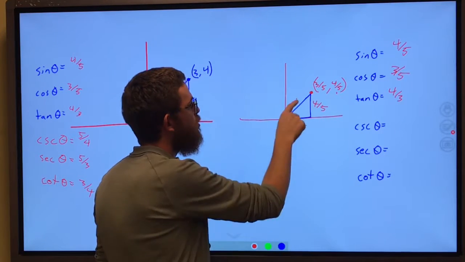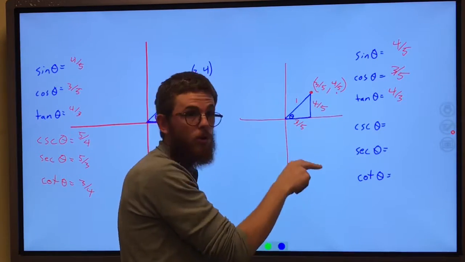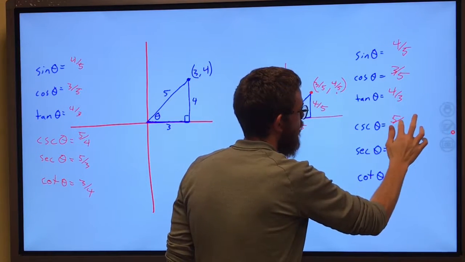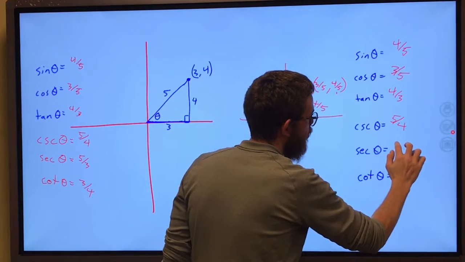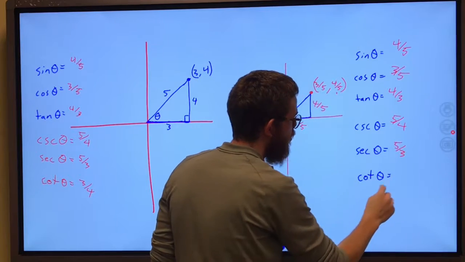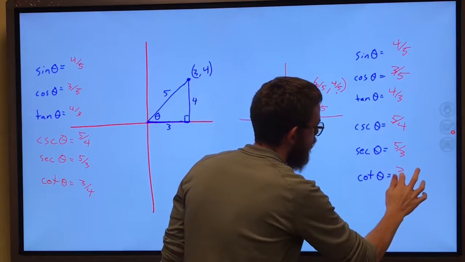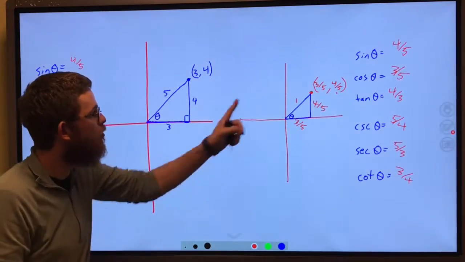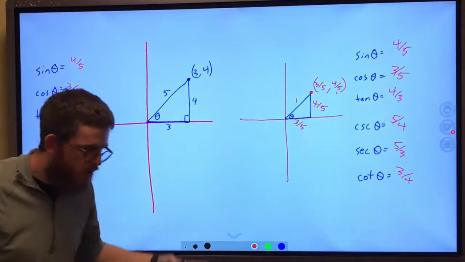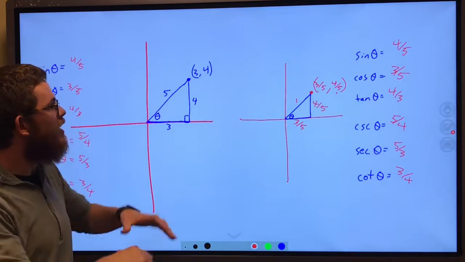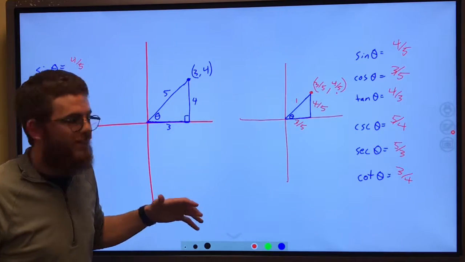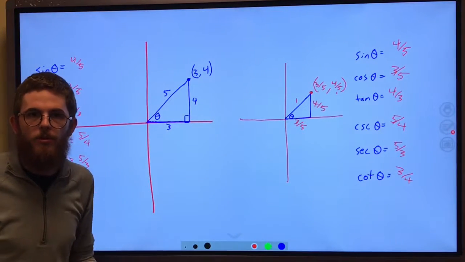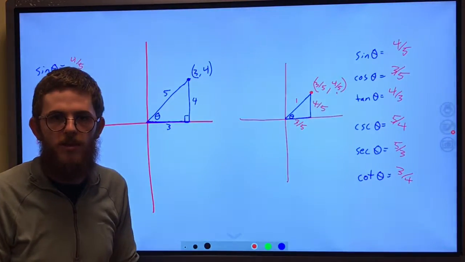Cosecant is going to be the reciprocal of sine, so it's going to be 5/4. Reciprocal of cosine is going to be 5/3, and the reciprocal of tangent is going to be 3/4. If we just look at it with a radius of 1, then it makes everything so much easier because the sine is simply going to be the y and the cosine is simply going to be the x.